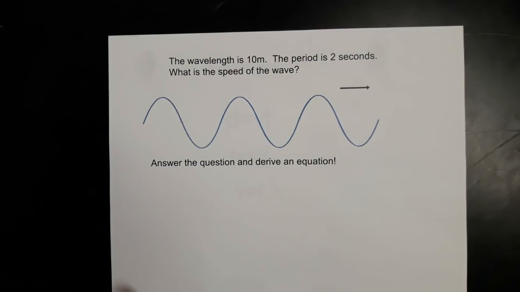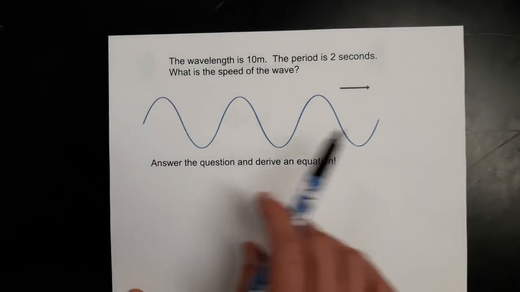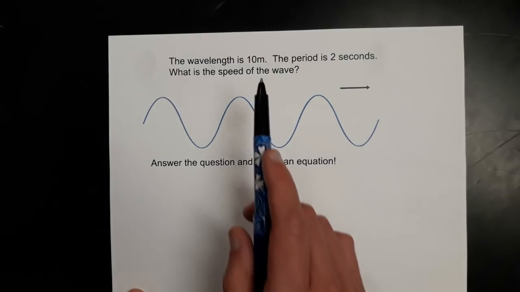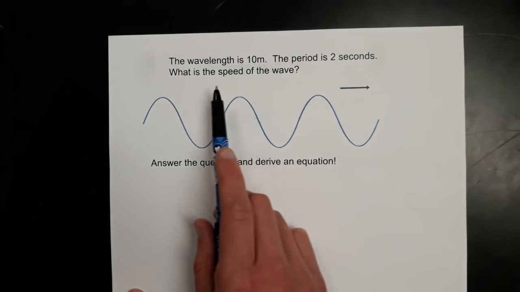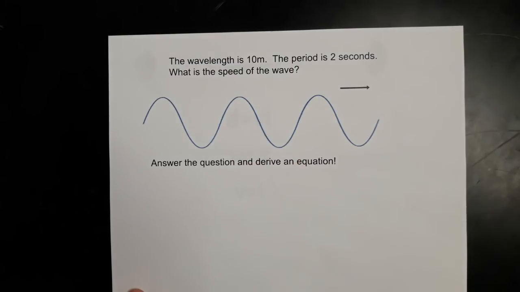So now we're going to derive our final equation for waves. And we're going to do this by solving a little problem. Here's a wave that's moving in this direction. The wavelength is 10 meters. The period is 2 seconds. We'd like to know the speed of the wave.